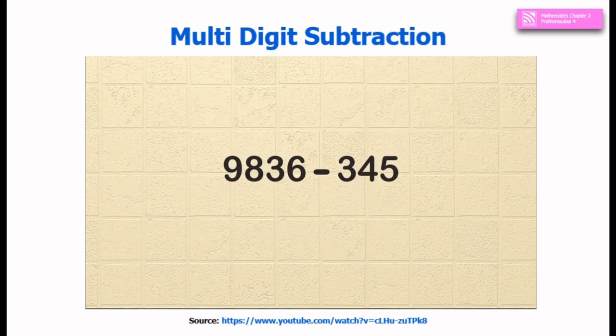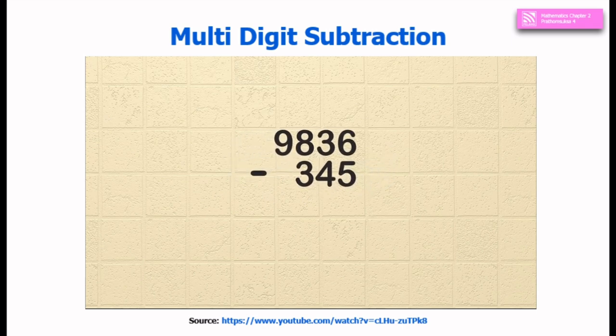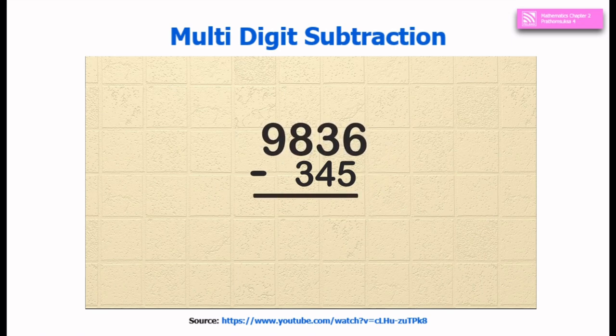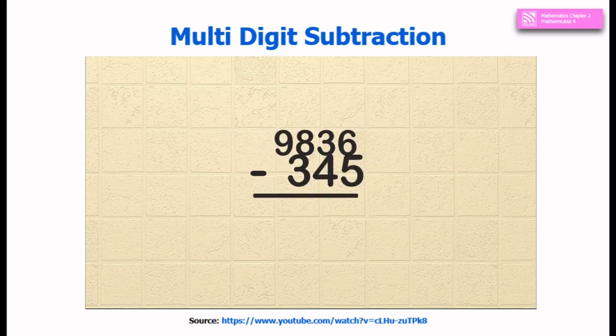The problem is 9,836 minus 345. Can you help me solve this problem? Great! Where do we start? We start by writing the problem stacked, lining up each digit or place value. The first number has 4 digits, and the second number only has 3 digits. We leave a blank spot under the 9 in the thousands column since the second number does not have a thousands digit. Or you could write a 0, but we will leave it blank.